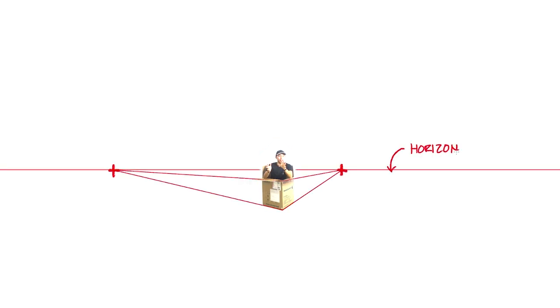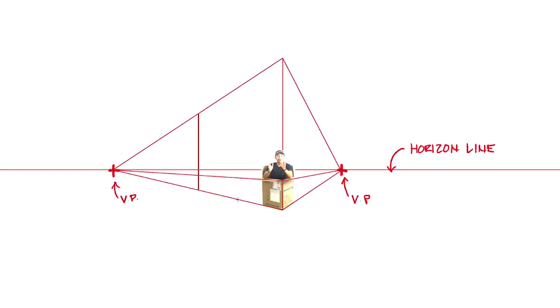Then there are the two-point perspectives. These are often used to represent exterior views of a house or structure and are characterized by having two vanishing points on opposing sides of the horizon line.